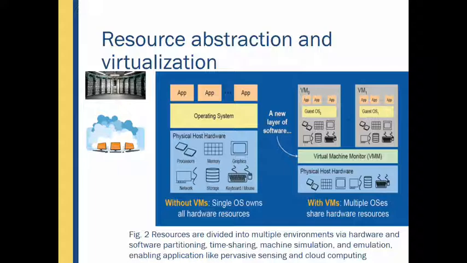These things become much more important, like I said, in the cloud computing setup, because there are a lot of computers, and you want to utilize all of them at the same time in a very effective manner. You don't want to waste these precious resources. Without a virtual machine, normally a single OS owns all hardware resources, whereas if you add one more layer called the virtual machine layer, then multiple OSs can share the hardware resources effectively. So she's also involved in this kind of research. Pervasive sensing, cloud computing, and resource abstraction and virtualization are really important.